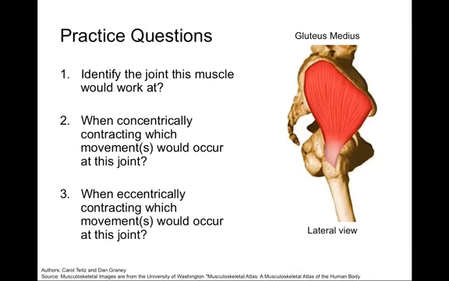Lastly are some questions regarding gluteus medius. Here's gluteus medius from a lateral view. It starts on the external aspect of the ilium and goes down and attaches to the greater trochanter of the femur. Can you identify the joint this muscle would work at? When concentrically contracting, which movement would occur at this joint? And when eccentrically contracting, which movement would occur at this joint? Press pause to answer the following 3 questions.